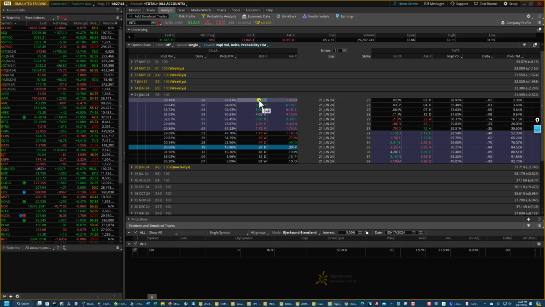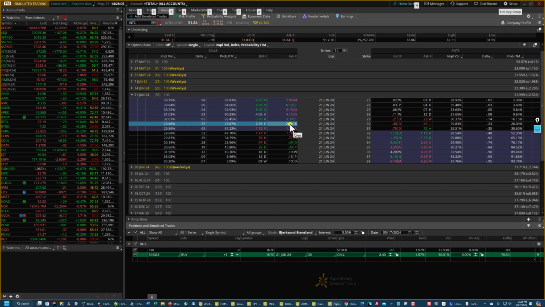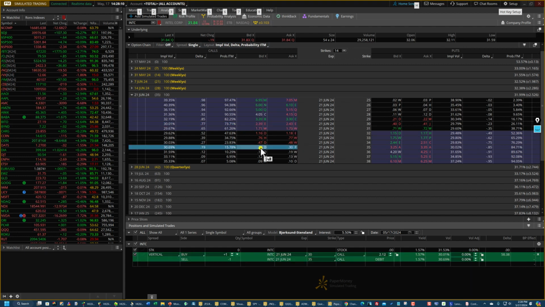But look at the spread on this. What you want to do is find options with tight spreads. So you want to trade options near the money. What I'm going to do is look at a 30. I'm going to hold my control key down, click on the 30, and go to the 35, sell it: buy the 30, sell the 35.